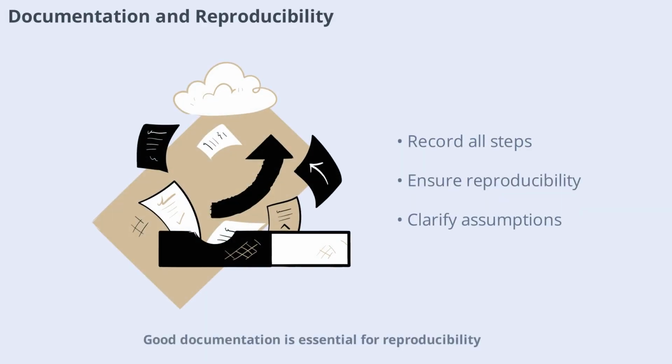Good documentation is essential for reproducibility. Always record the steps you took to handle missing data, including the methods used and any assumptions made. Clear documentation ensures that others can replicate your analysis and understand the impact of missing data on your results.